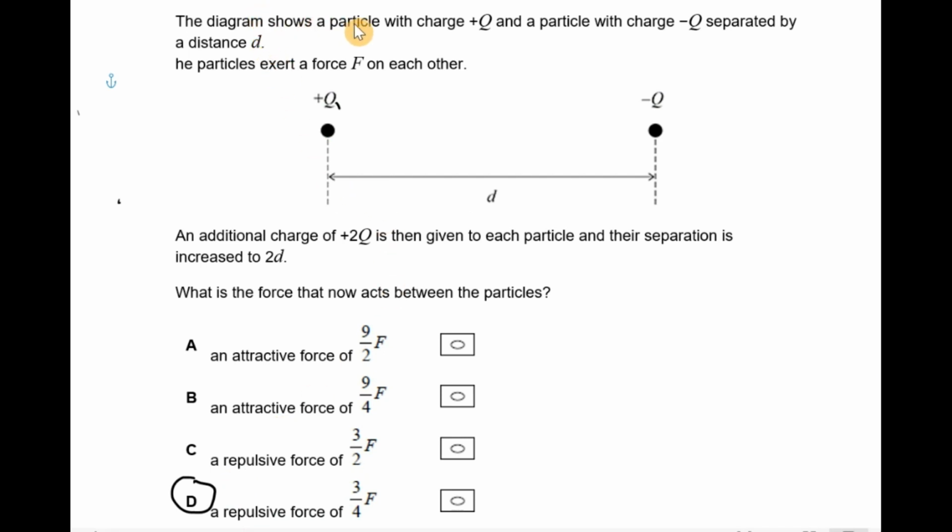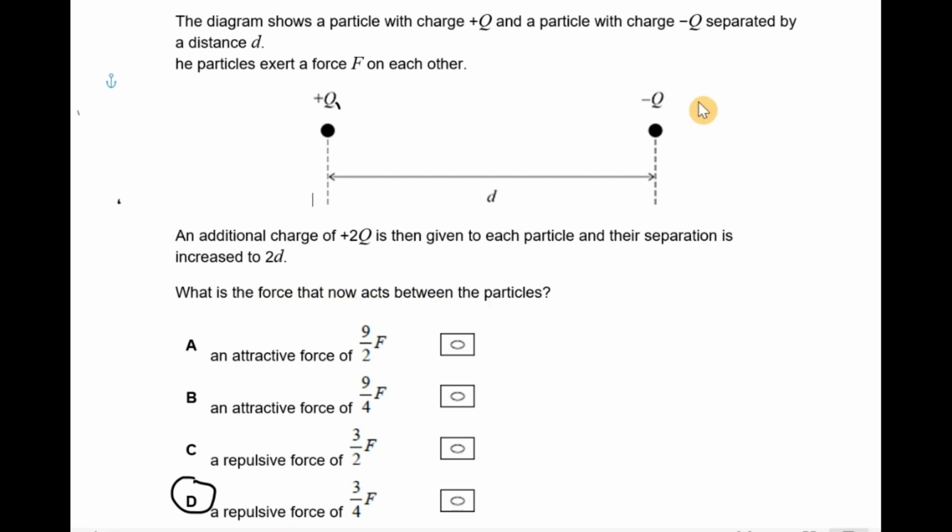So the diagram shows a particle with a charge of plus q and a particle with a charge of minus q, and they're separated by a distance d. The particles exert a force F on each other. An additional charge of plus 2q is then given to each particle and their separation is increased to 2d. What is the force that now acts between the particles?